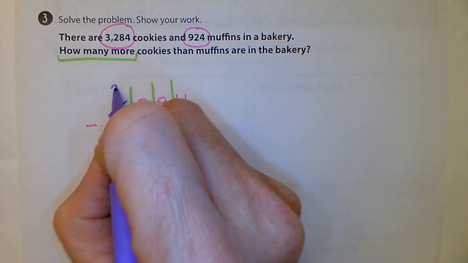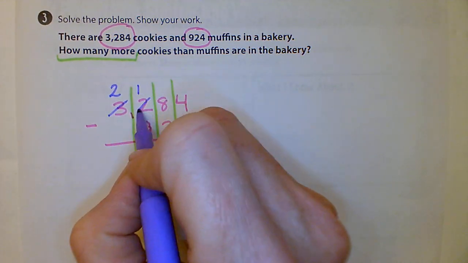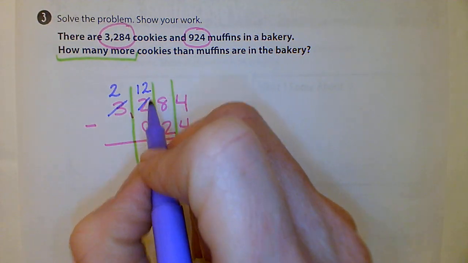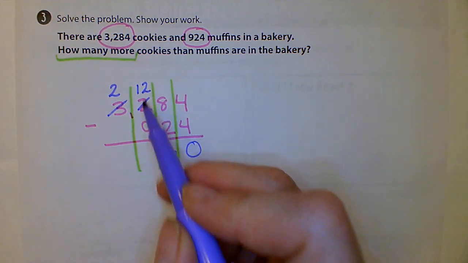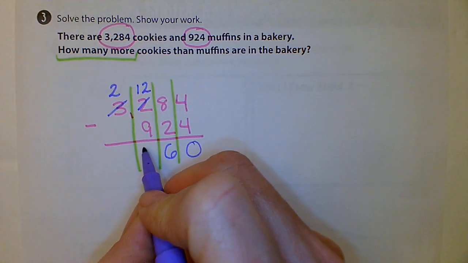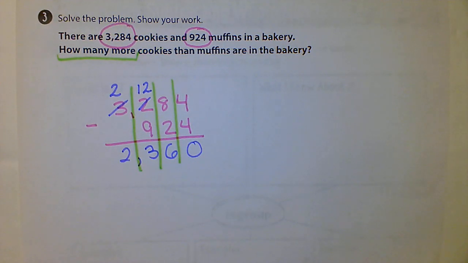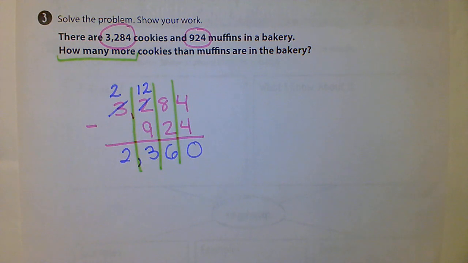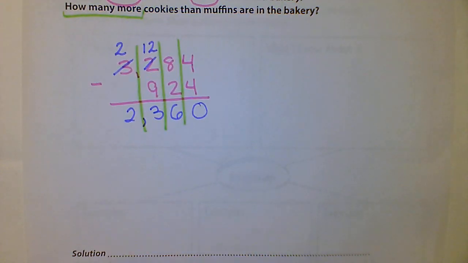So this becomes 2 because it's going to give up one of its thousands, and that's going to move over, but we still have those 2 hundreds. So now we have 12 hundreds. And now I can do 12 minus 9, and I get 3, and 2 minus nothing is 2. And that's our answer.